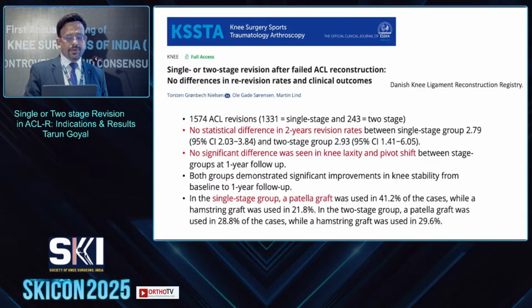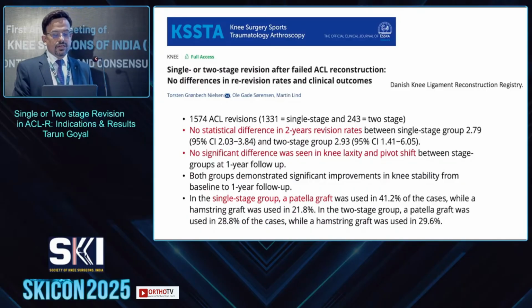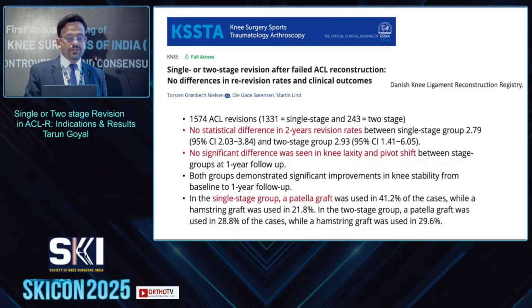They have also shown that patellar bone tendon graft was the most commonly used graft in the single stage revision group, because if they are doing a single stage revision, probably they were looking at a graft which could give them a bone as well. So the hamstring graft was used in only 21% of the patients, but if you look at the two stage group, the number of cases with the patellar tendon bone graft and hamstring graft were almost similar.